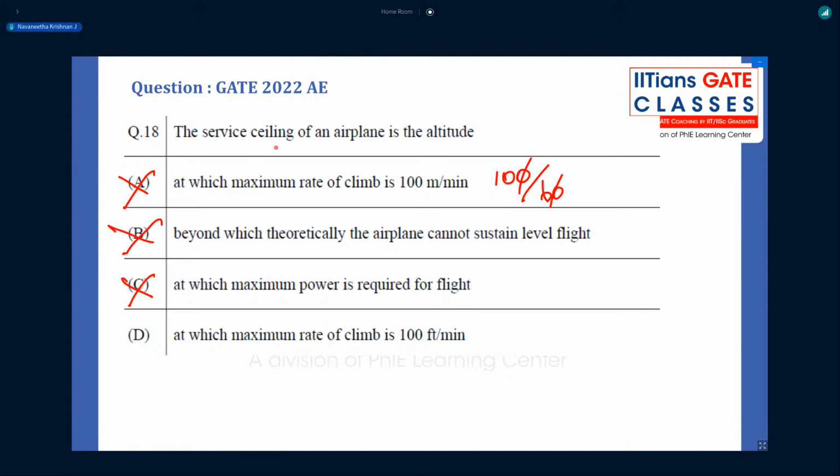So for service ceiling, the only option which can be correct is at which the maximum rate of climb is 100 feet per minute, or 0.5 meter per second, which corresponds to turboprop or piston prop aircraft. So option D is the correct answer. Any doubts? Yes, Surya, it's correct. Option D is the correct answer.